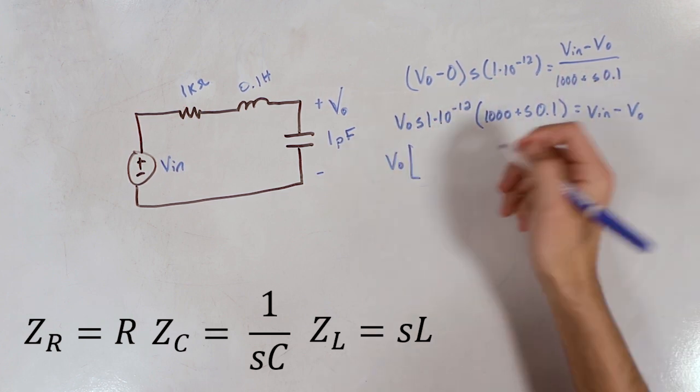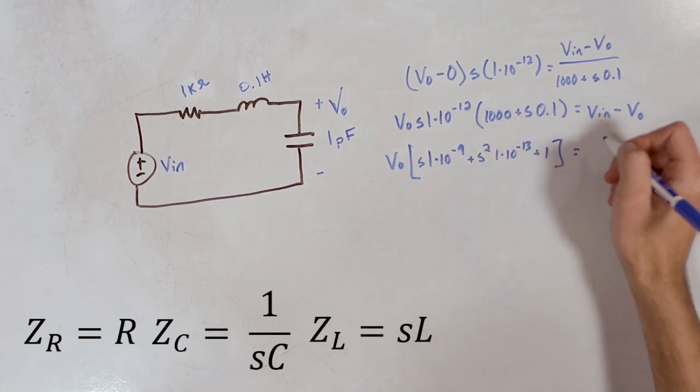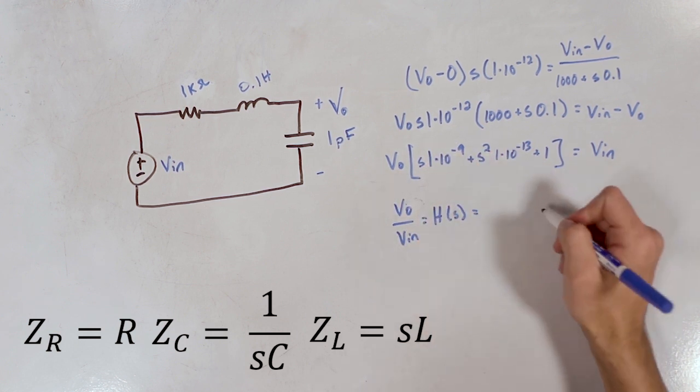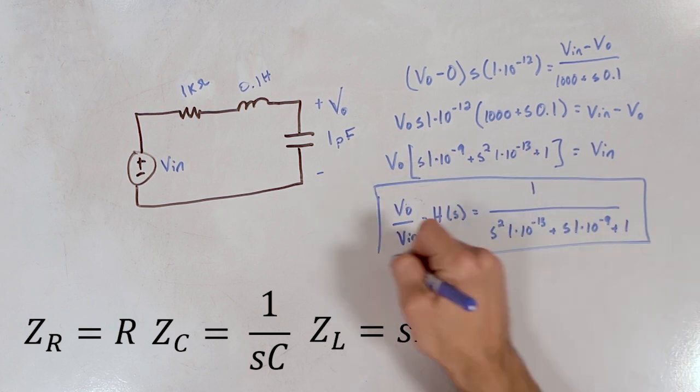When you plug all these in, you can solve for V out over V in. This gives you a transfer function, H of s, of 1 over s squared times 1 times 10 to the negative 13 plus s times 1 times 10 to the negative 9 plus 1.